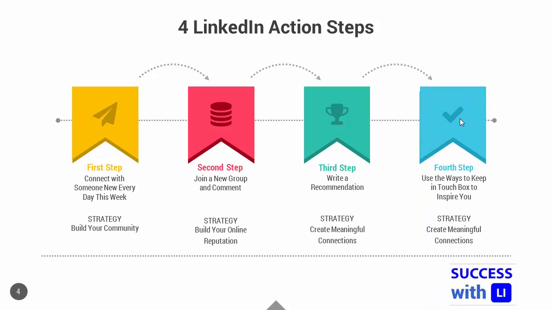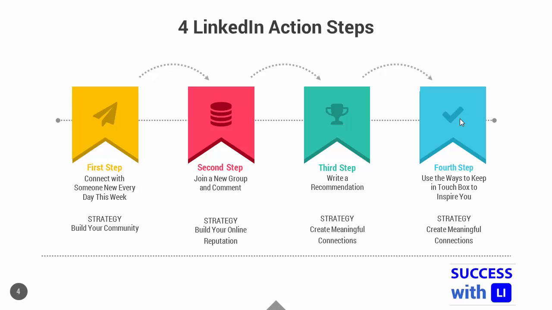And then the fourth step is each day when you're logging in to find your connections, use the ways to keep in touch box. It's in the top right of your homepage, and let it help you think about ways that you can connect with your connections that you have right now. So this supports the strategy of creating more meaningful connections.